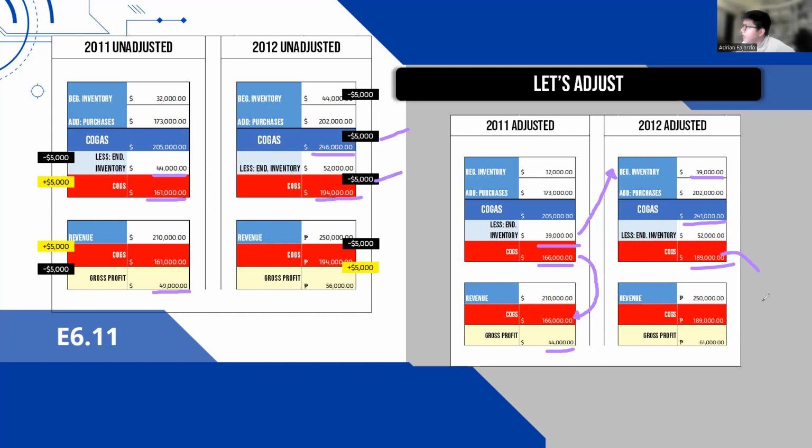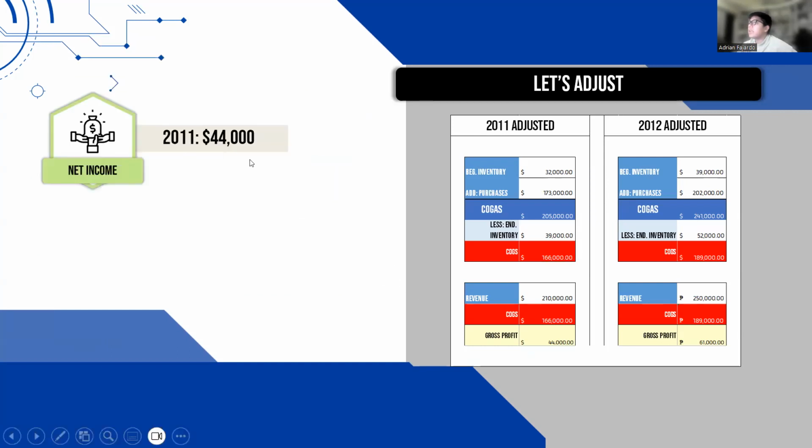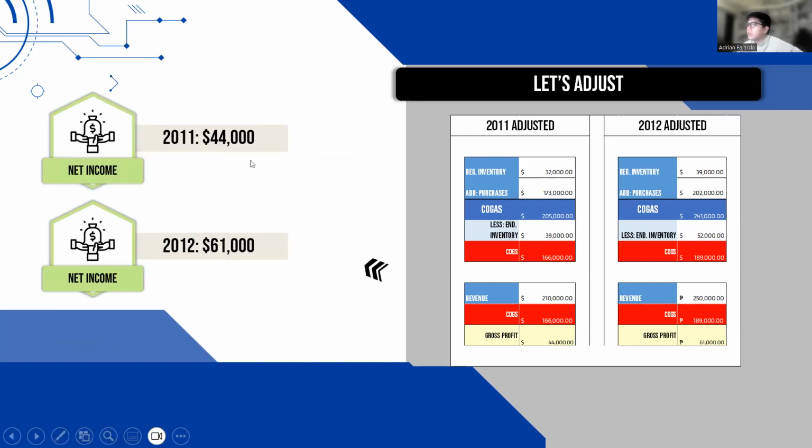And then yung 189 nilipat lang natin here. And lastly, yung gross profit of 56,000, we added 5,000. So naging 61,000. So in essence, ito yung correct amounts. So our net income is 44,000 and 61,000.